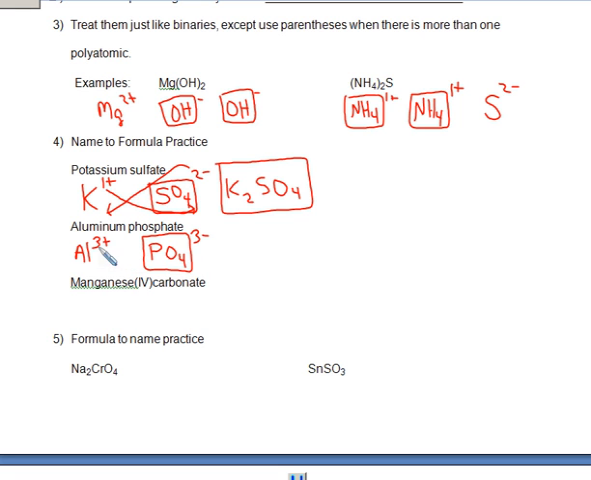We're going to crisscross, so this 3 will come down here, this 3 will come down here. So we get Al3 (PO4)3. Now I kept the phosphate in parentheses to show that the PO4s stay hooked together. So I have 3 of these PO4 units.